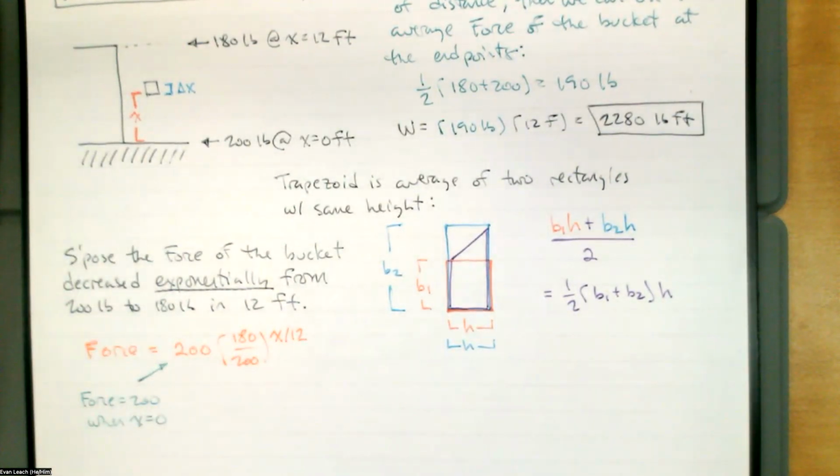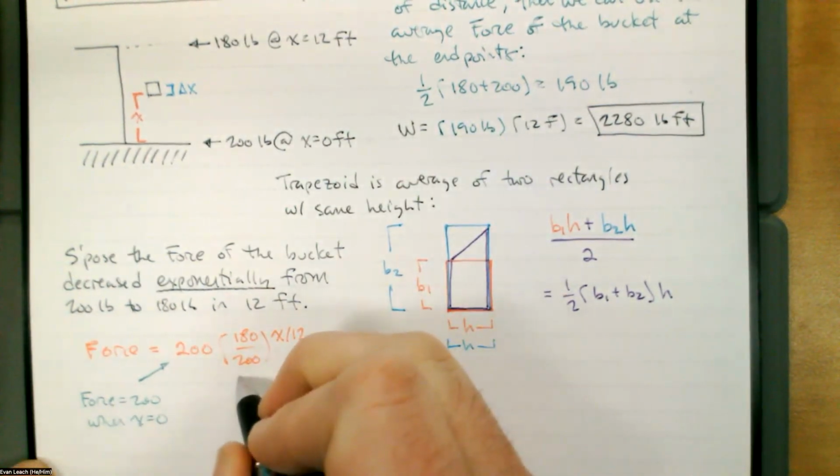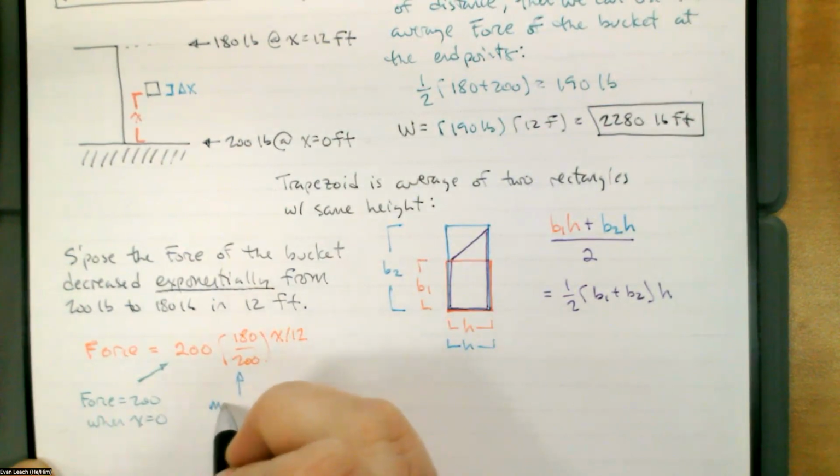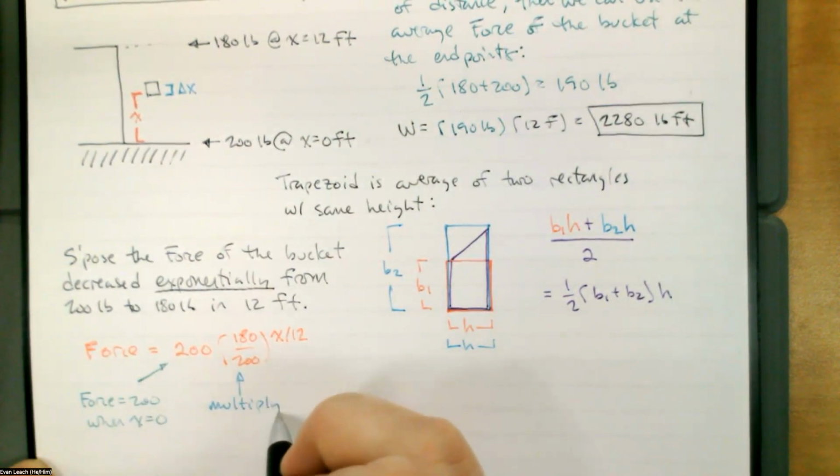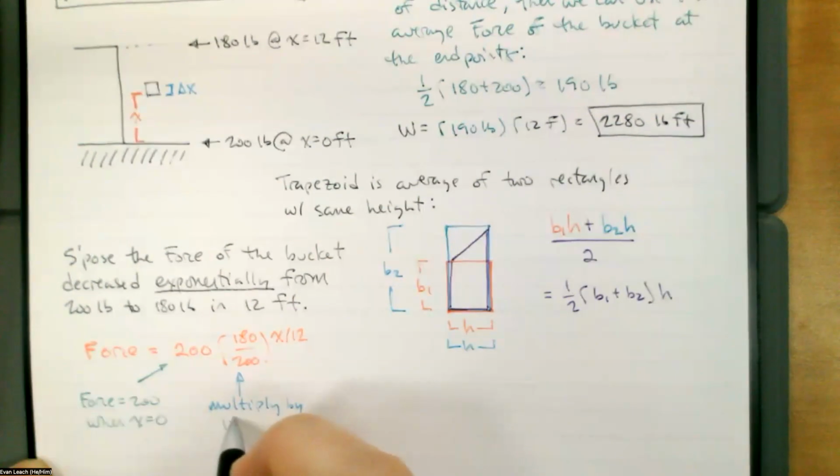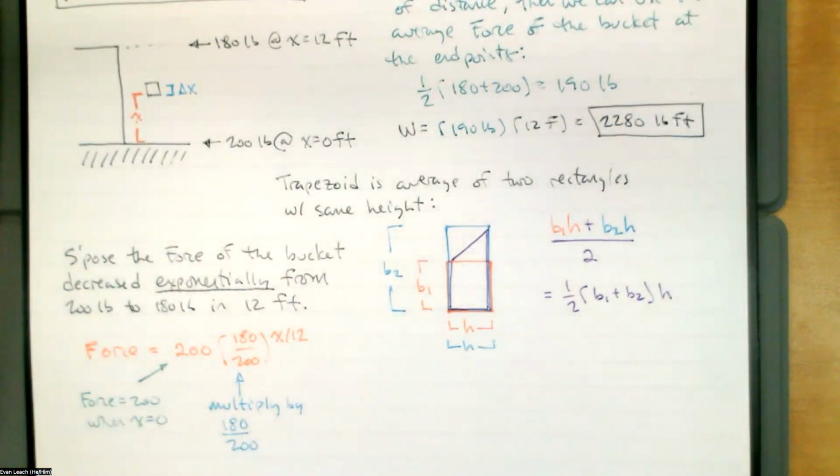We want to decrease down to 180. That means we want to multiply by 180 over 200. So we're going to multiply by 180 over 200. The reason that we want to multiply by 180 over 200 is because we want to end up at 180 starting from 200. So if we take 200, multiply by 180 over 200, the 200's cancel, we are left with 180.